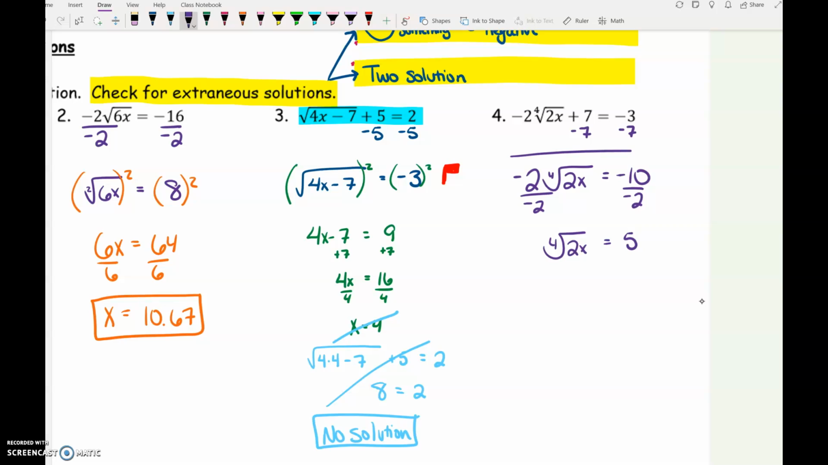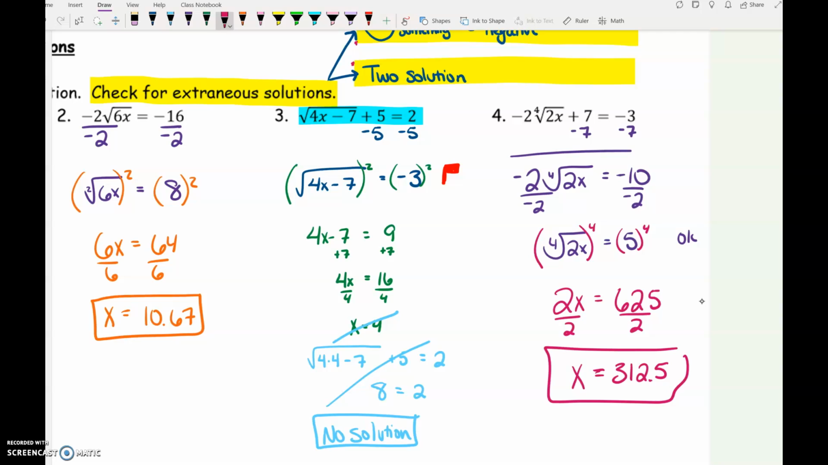Even index radical equaling a positive number, this is still okay. To undo a 4th root, you raise both sides to the 4th. 5 to the 4th is 625. Divide both sides by 2. X equals 312.5. And again, it's a crazy box. Neither of our scenarios happened. We didn't have an even index radical equaling a negative, and we did not have 2 solutions, so our solution of 312.5 is fine.